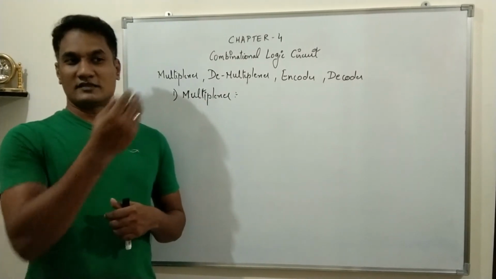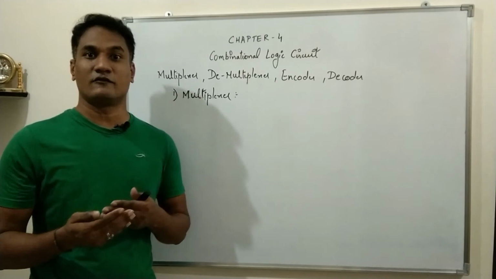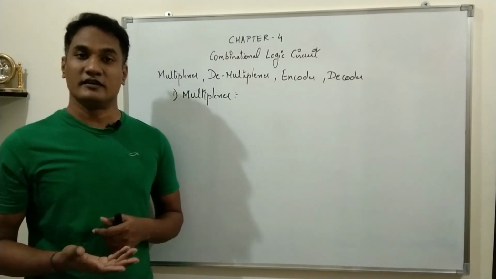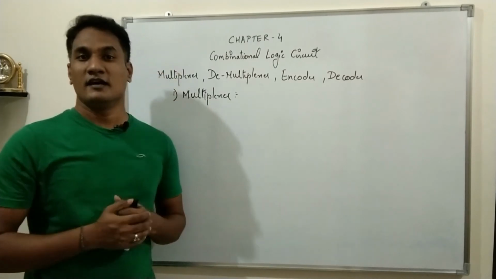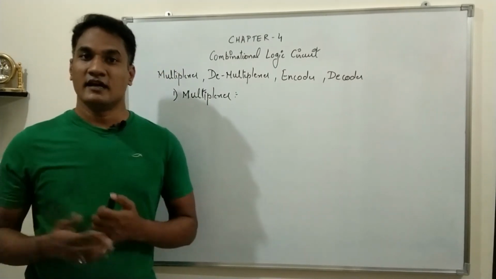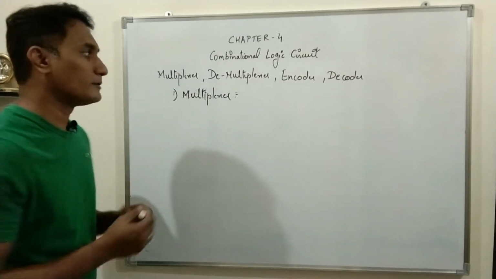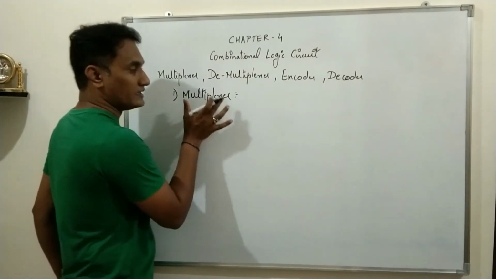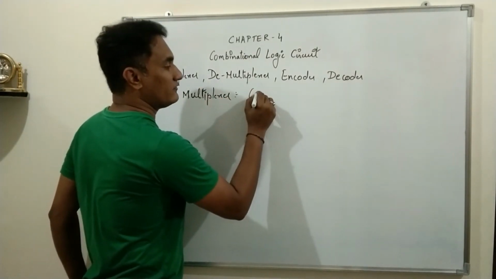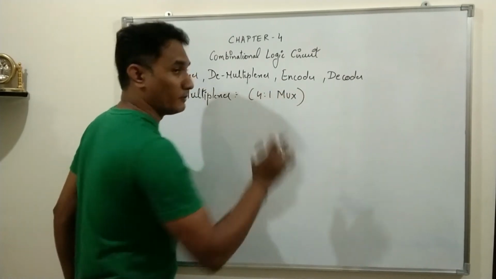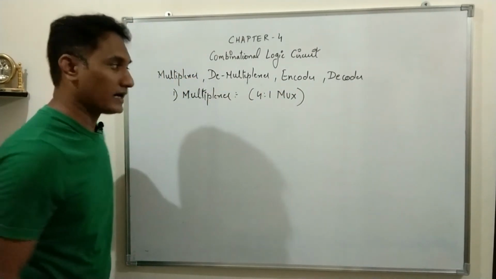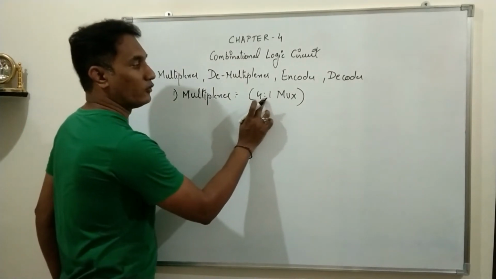So once the process is understood, it becomes very easy for you to write everything in the exam. You don't have to remember everything, you just have to understand the process of how to design a multiplexer. So we start with multiplexer. Designing of multiplexer, we have to design a 4:1 mux. Multiplexer is also called mux. So we are going to design a 4:1 mux.